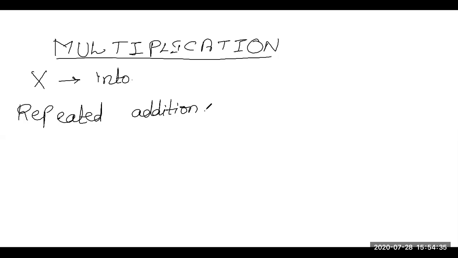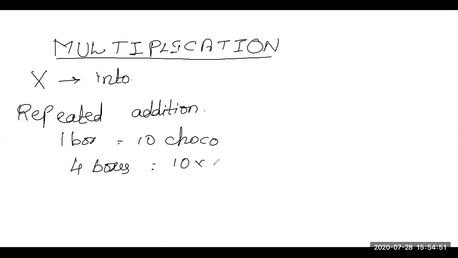For example, a box has 10 chocolates. How many chocolates do 4 boxes have? They are saying that one box has 10 chocolates, and I have 4 boxes. Then what should we do? 10 multiplied by 4. So the answer is 40 chocolates. In this way, we are going to solve the problems.